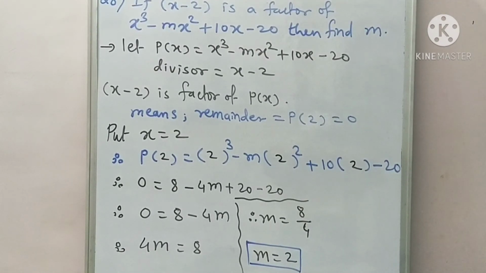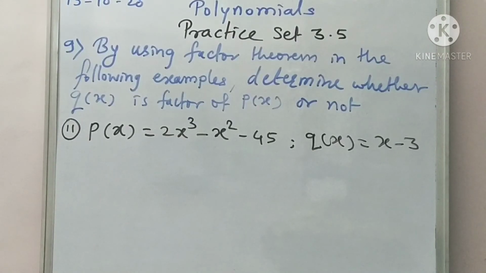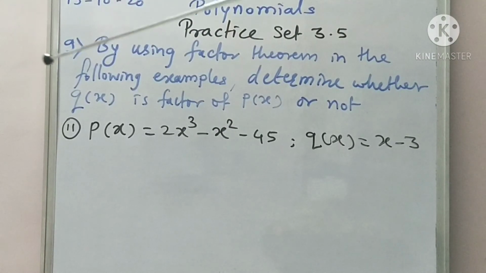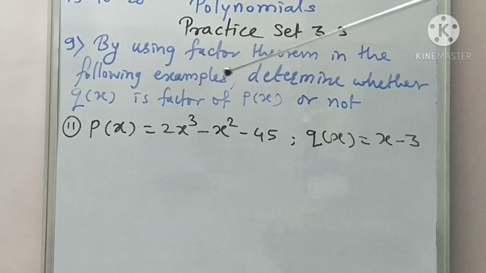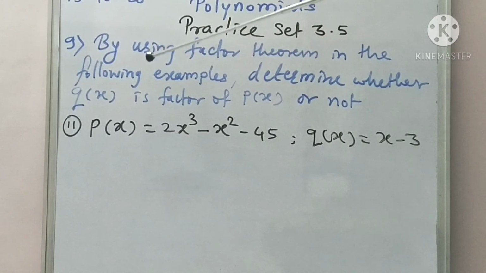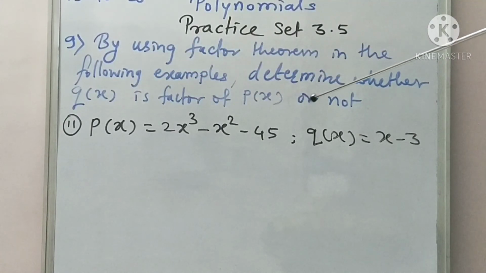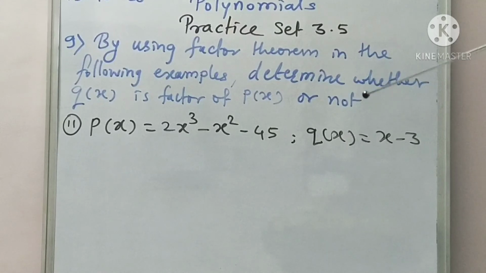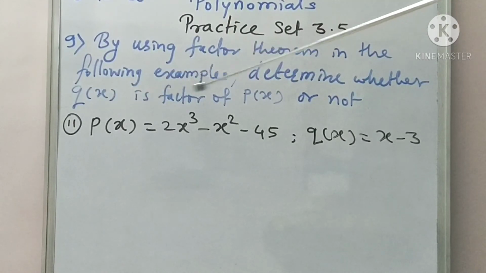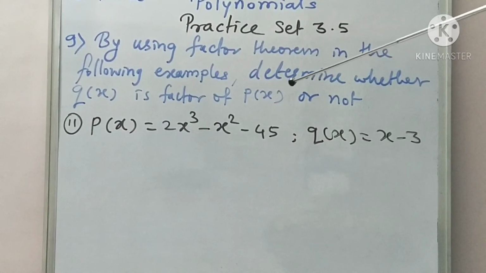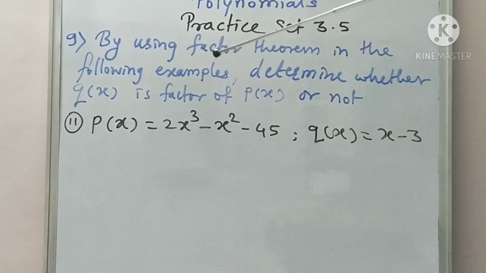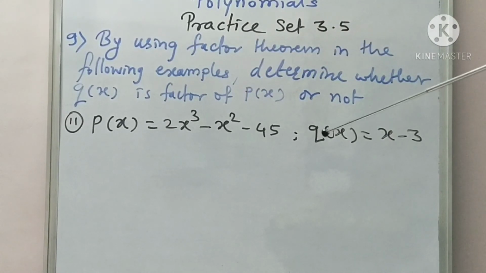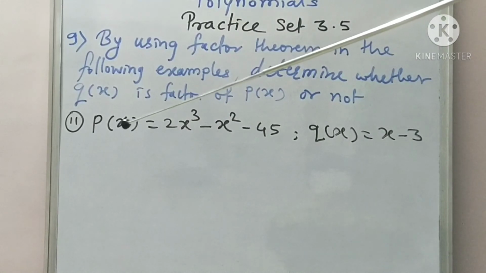Okay, so this is an example asked for 2 marks in the exam. Okay students, now in the ninth example, given that, by using the factor theorem in the following examples, determine whether q of x is a factor of p of x or not. Here we will try the second one. The first example I will keep as your homework, students. So we have to use the factor theorem to determine whether q of x is a factor of p of x or not.